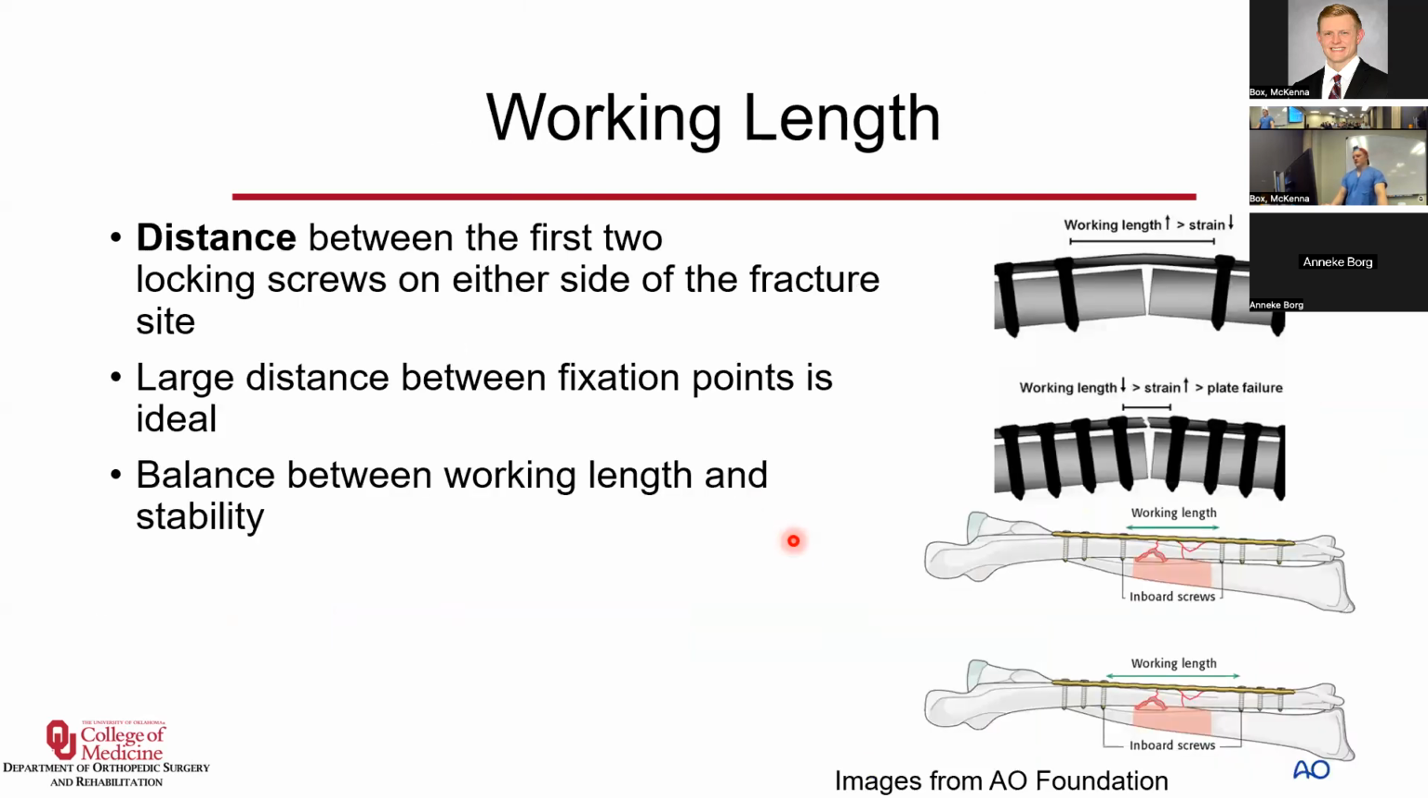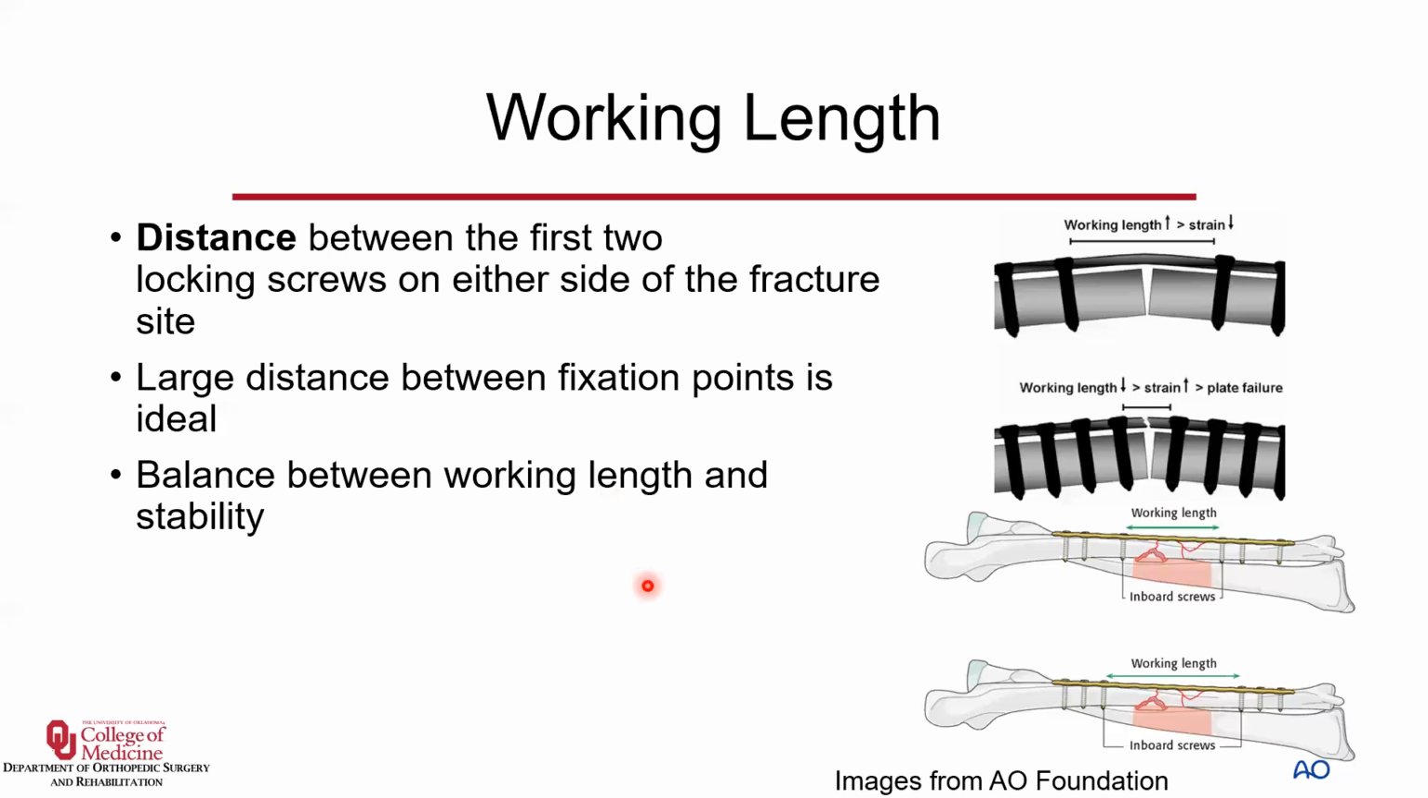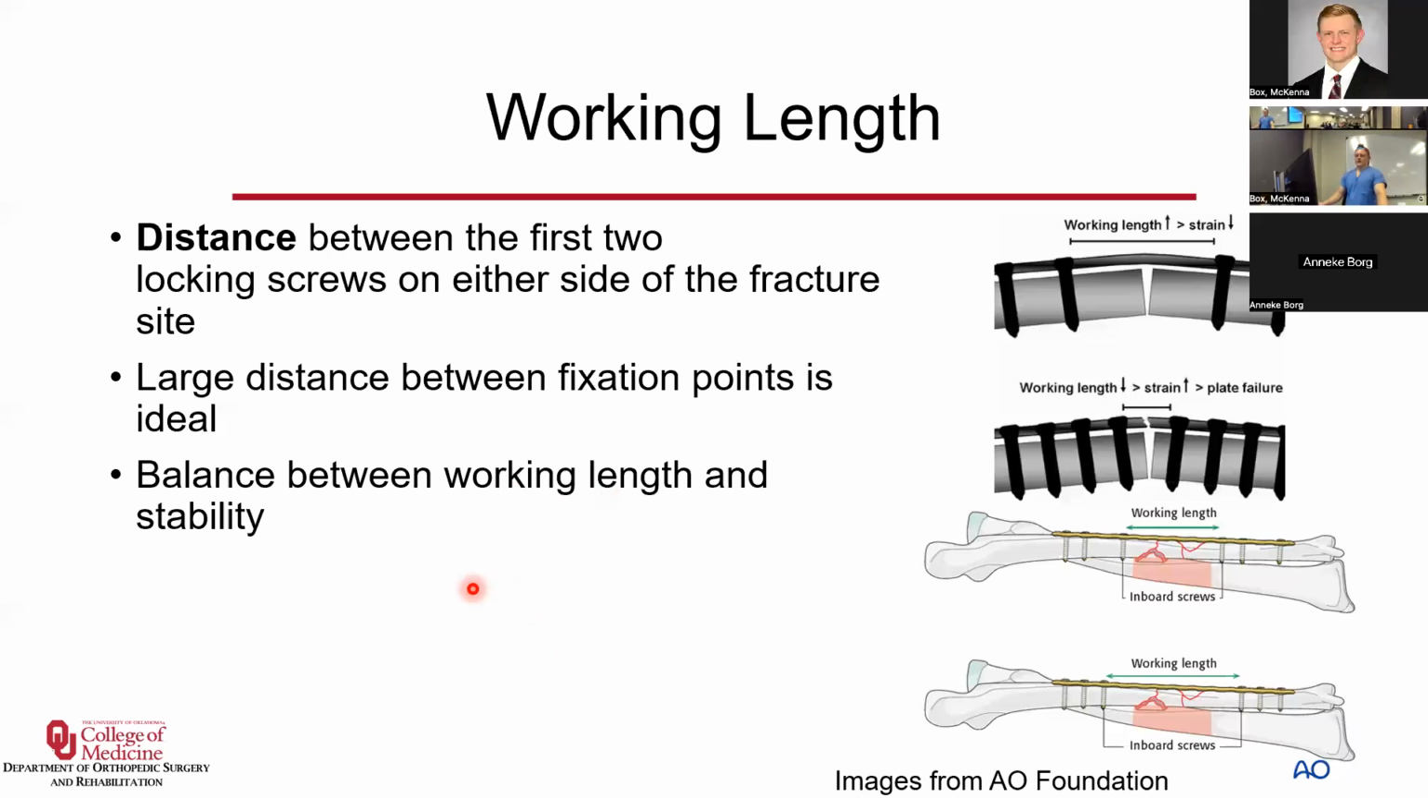The working length is something that's important with lock plating and a lot of different things. The balance between working length and stability, because if you have too much stability and a fracture gap, then your fracture isn't going to heal. But if you don't have enough, then you can end up leading to non-union because it isn't stable.